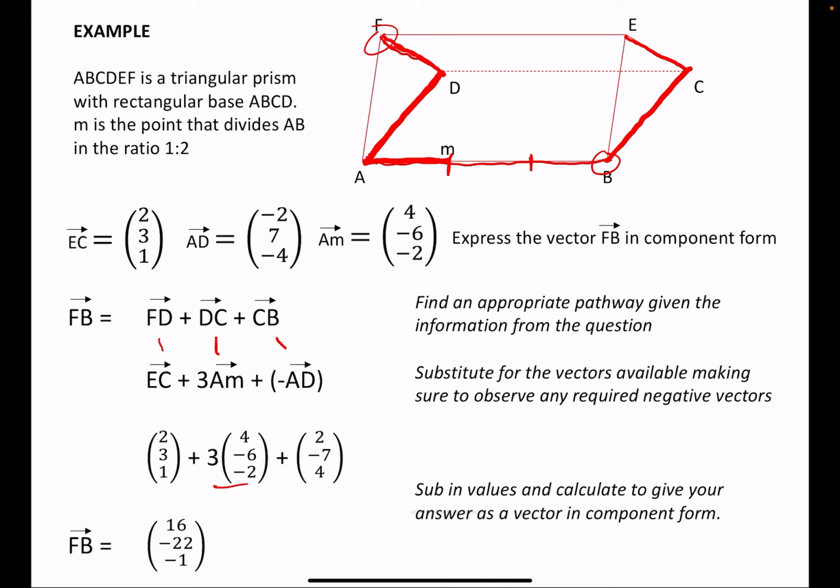It's asking me for the vector FB in component form, so don't try changing this to coordinates or anything. It doesn't really make sense anyway. It's not a coordinate. It's a vector from F to B. That's what I'm asked for. We're absolutely fine there.